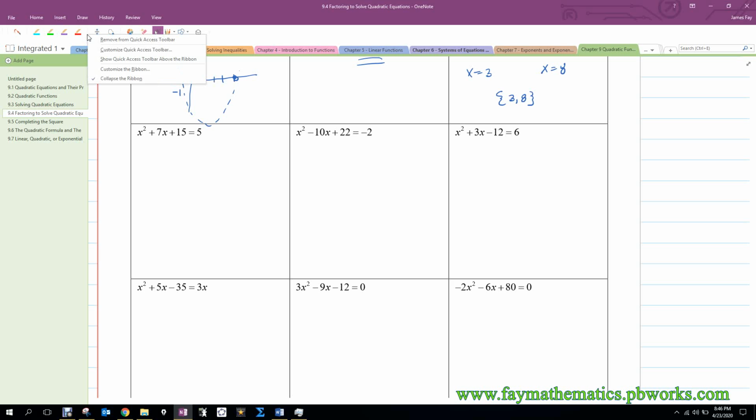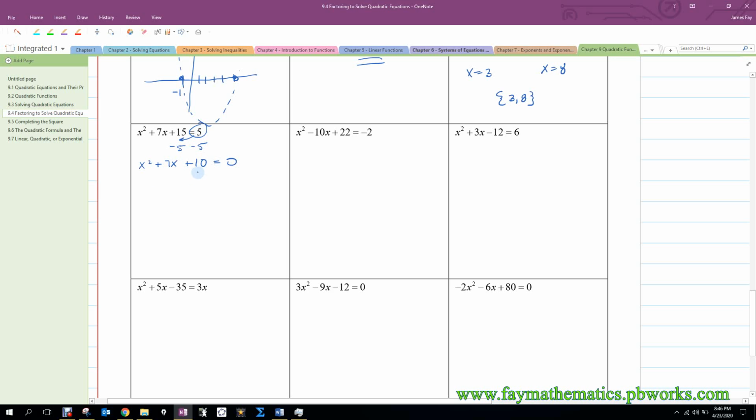So just keep going through. I'll try to give you as many examples here as possible. Okay, so first step, make sure that everything is moved to one side. So I get to take that, and I've got to subtract it from both sides. So minus 5 there, minus 5 there. So we get x squared plus 7x plus 10 equals 0.